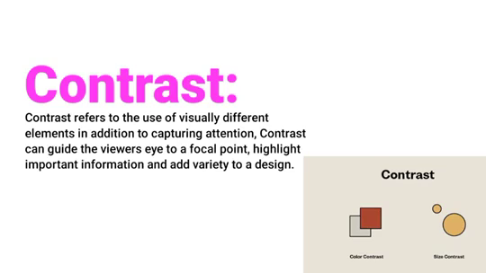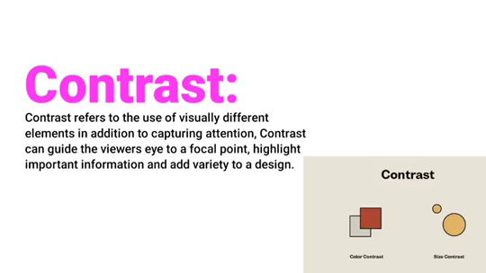The next is contrast. Contrast is also following the hierarchy, just that the difference between contrast and hierarchy is on brightness. Contrast refers to the use of visually different elements in addition to capturing attention. Contrast can guide the viewer's eye to a focal point, highlight important information, and add variety to the design, just like I said earlier. So if your text is "welcome to", and "welcome" is much more important than "to", then "welcome" should be colored, you should give it a bright color.